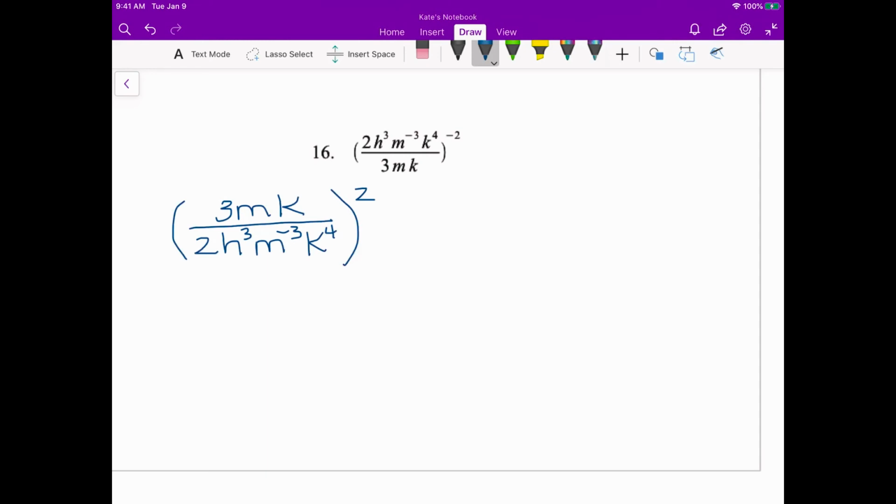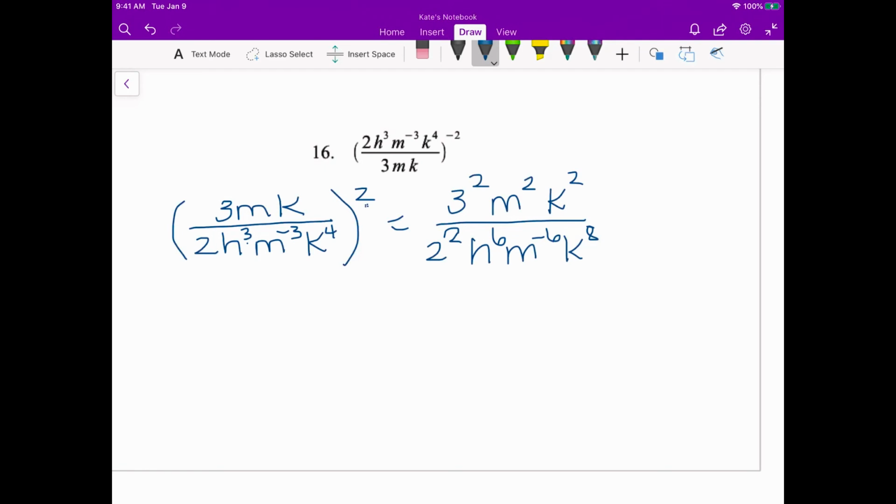Now I can apply that positive 2 to everything inside. So I would have 3 squared, m squared, k squared, over 2 squared. Now I have a power to a power, so I'm going to multiply. So 3 times 2 is 6, so I'd have h to the 6th. Negative 3 times 2 would be m to the negative 6. And then k to the 4th, so 4 times 2, it would be k to the 8th. So again, I applied this exponent of 2 on the outside to everything on the inside.